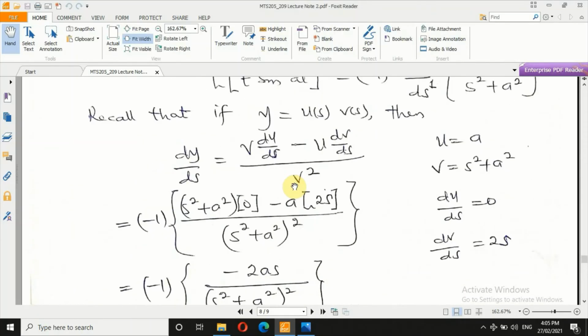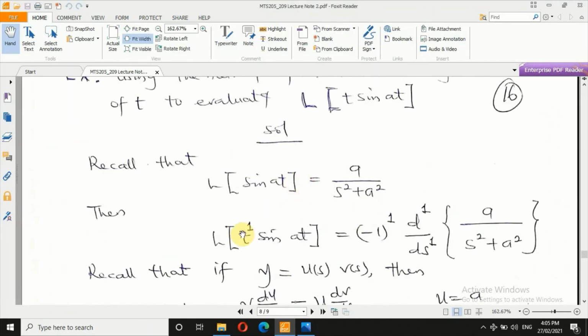Now, look at this one, let's assume that we have t squared sine at here. You know that that will be what? Minus 1 raised to power 2, d squared over dx squared, then of the function.